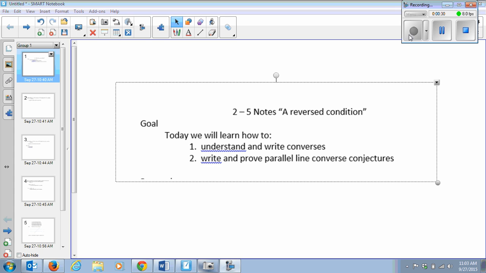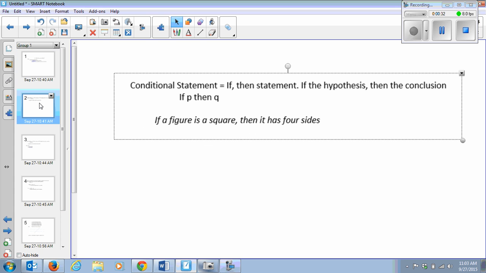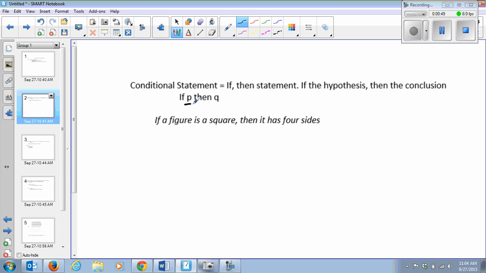First off, let's talk about what a converse is. Before we begin into that, we talked about what a conditional statement was. Remember, a conditional statement is an if-then statement. It starts off with if the hypothesis, then the conclusion. Remember, we represented a hypothesis with the letter P, as you see here, and we represented the conclusion with the letter Q. So I've given you a conditional statement right here.